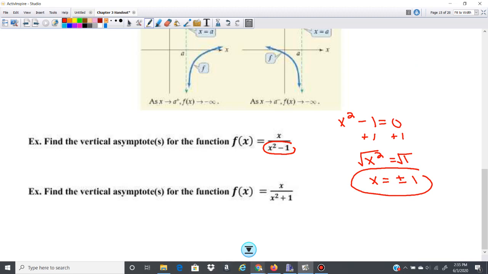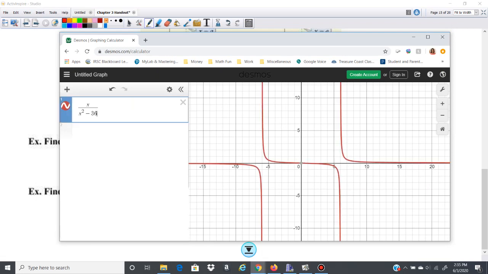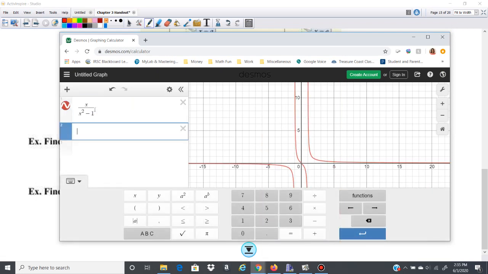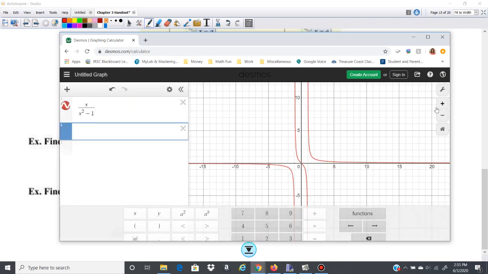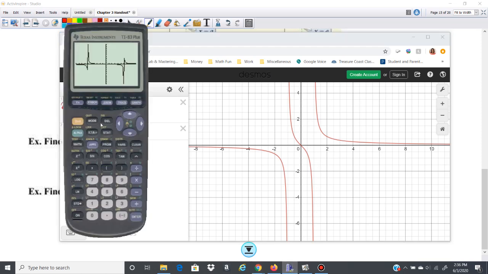If I take a look at this graph here, let's make this x squared minus 1. There you go. Okay, if you look at this graph, you have a vertical asymptote at negative 1 and positive 1. Okay, you've got these vertical lines here. Same thing if I put this in my calculator. Okay, you've got a vertical line at negative 1 and positive 1.